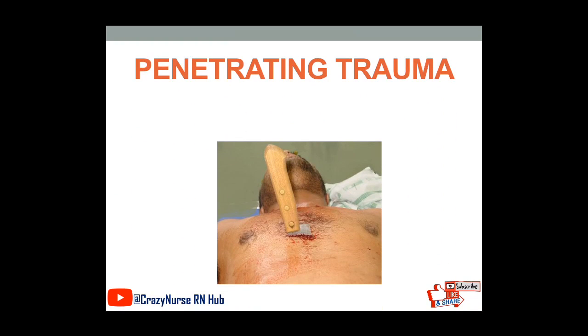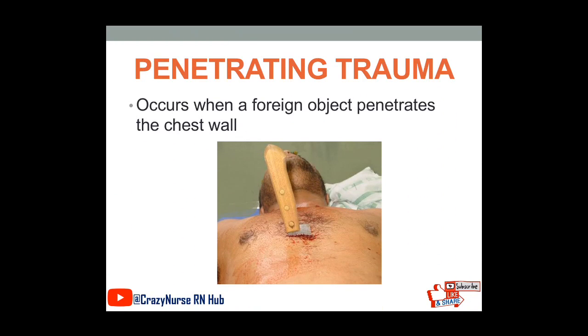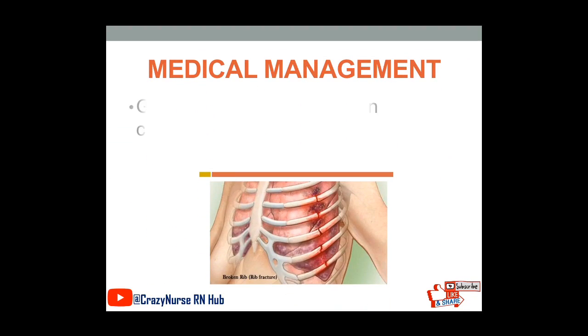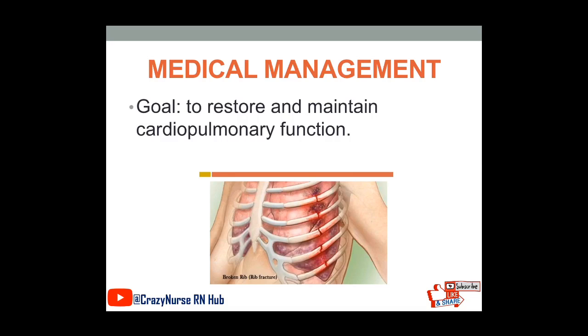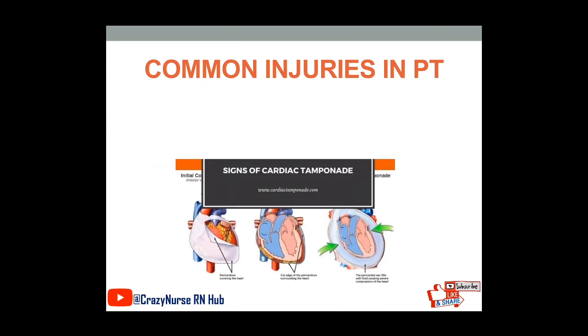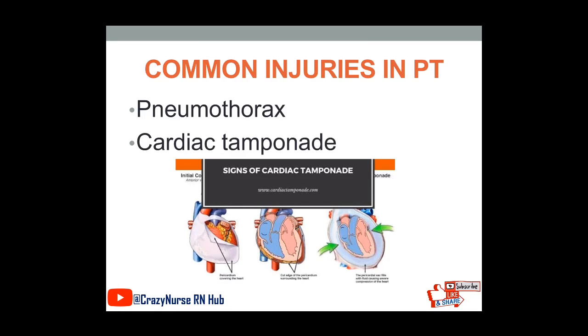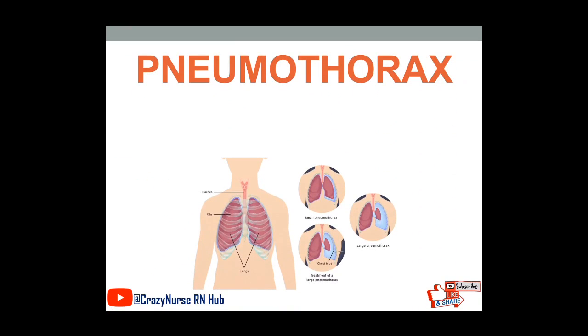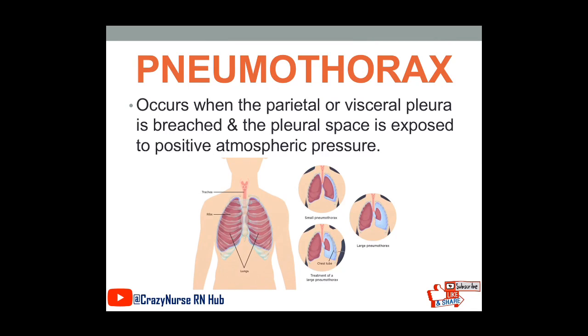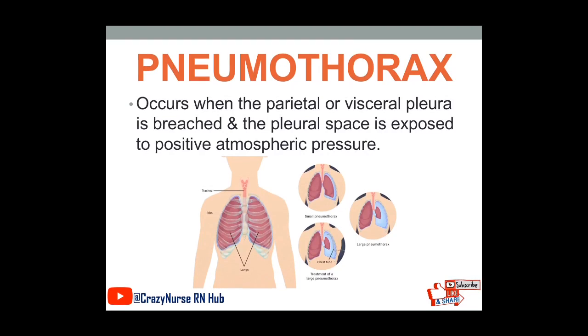Now let's have the penetrating trauma. It occurs when a foreign object penetrates the chest wall. For the medical management, the goal here is to restore and maintain cardiopulmonary function. So the common injuries in penetrating trauma are pneumothorax and cardiac tamponade. For pneumothorax, it occurs when the parietal or visceral pleura is breached and the pleural space is exposed to positive atmospheric pressure.